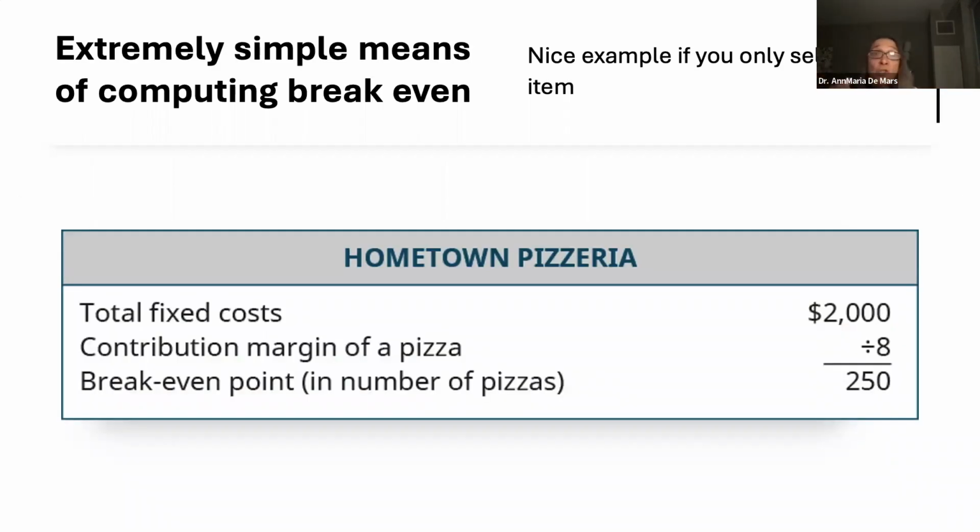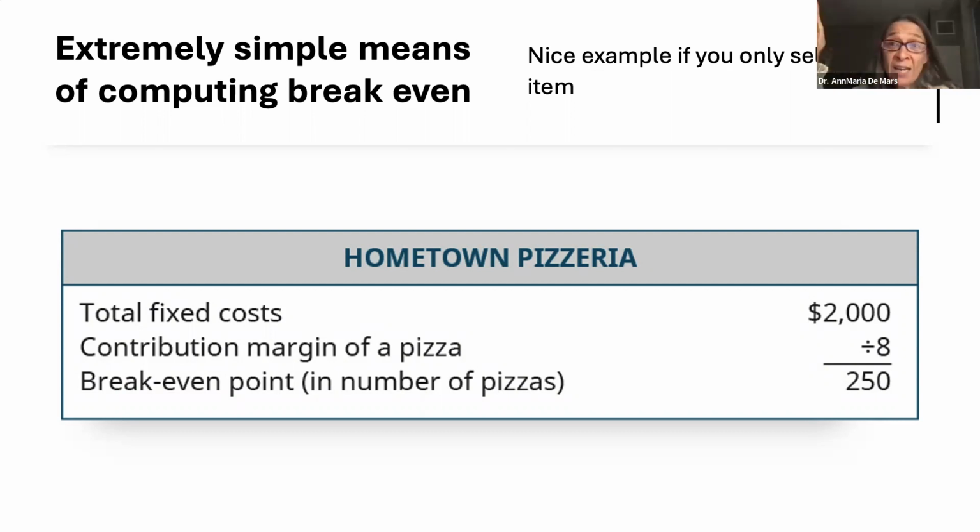Your textbook gives a super, super simple way of computing your break even. And the point is to give you the idea, right? It's a nice example if you only sell one thing. So if all you sold were pizzas and you have total fixed cost of $2,000 a month, let's just say you bought your restaurant turnkey, and you pay $2,000 a month that covers the cost of the ovens and the rent and everything like that, utilities included.